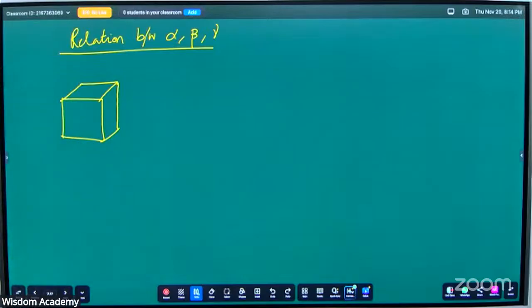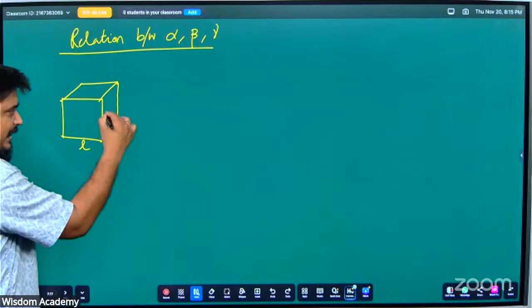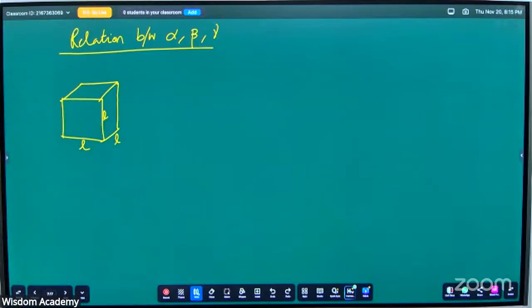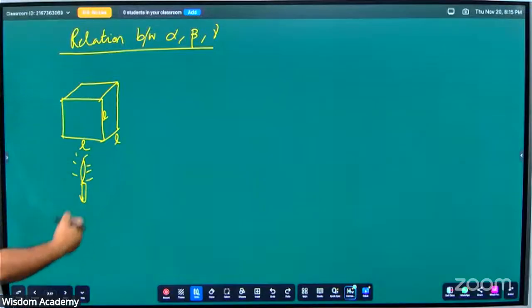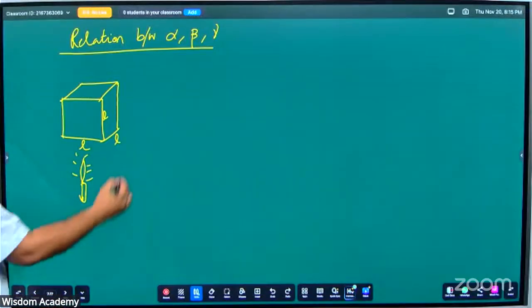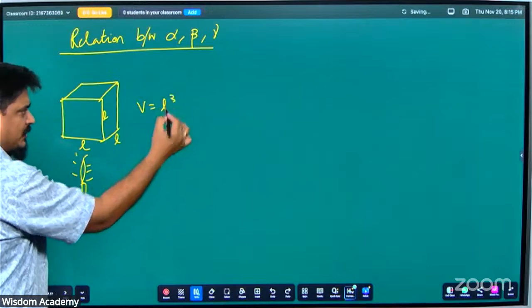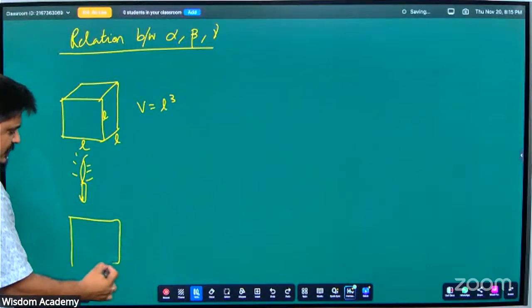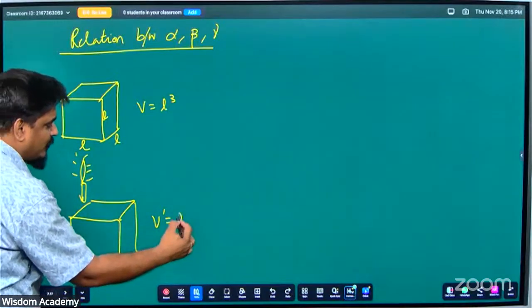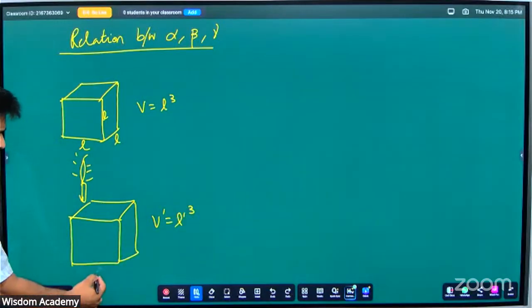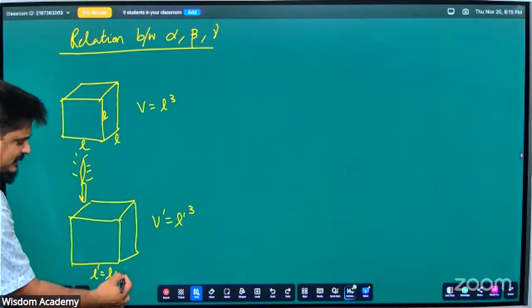Cube means what? Same side length: L, L, and L. This cube is being heated. If you heat it, the initial volume was L cube. It may become a little bit changed and become V dash is equal to L dash cube. And let me assume L dash is equal to L plus delta L.